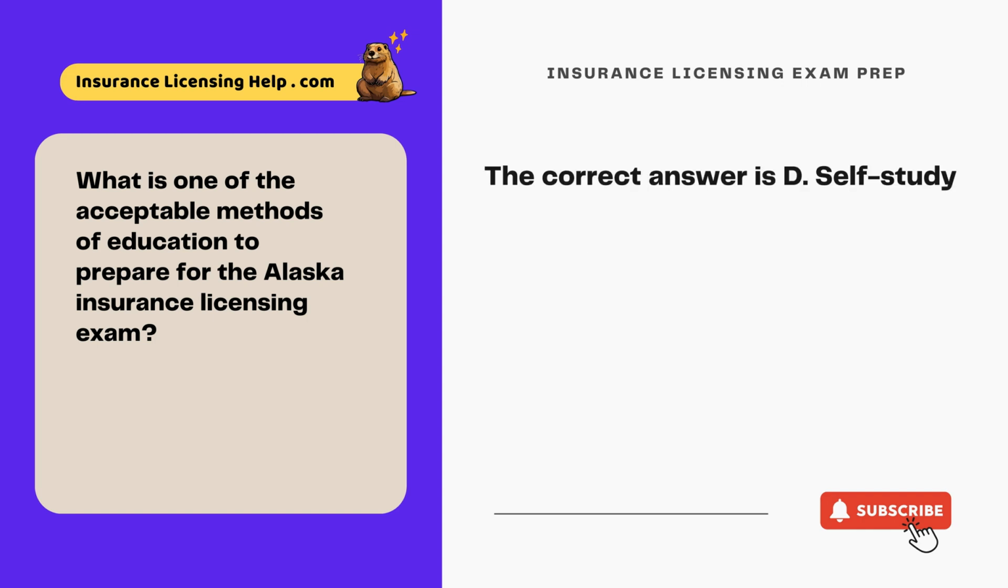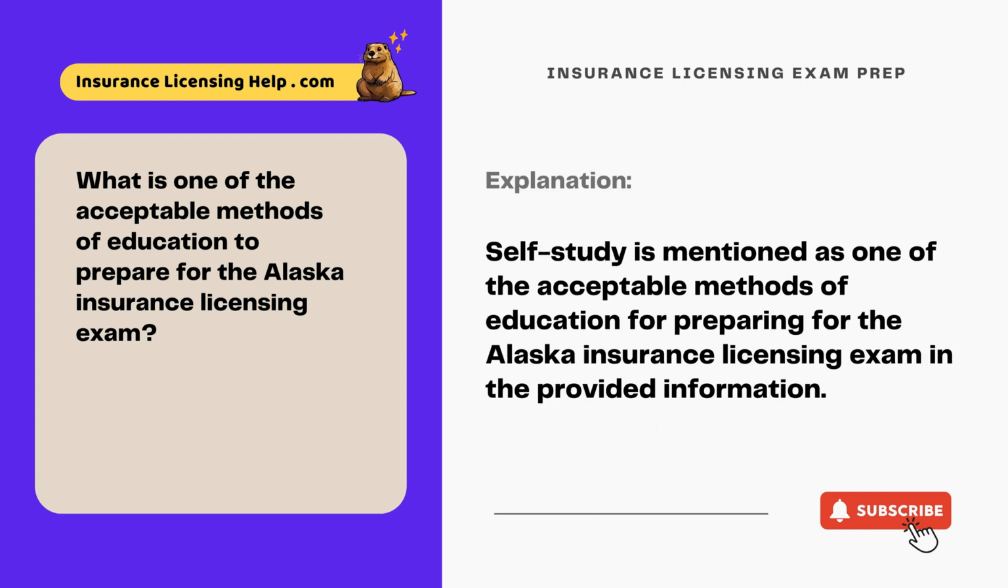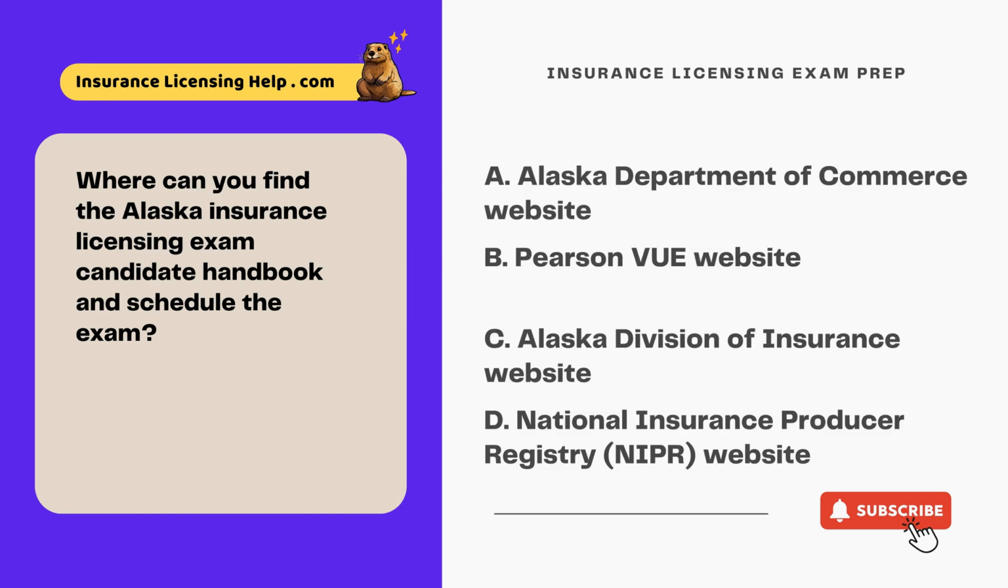The correct answer is D. Self-study. Self-study is mentioned as one of the acceptable methods of education for preparing for the Alaska Insurance Licensing Exam in the provided information. Where can you find the Alaska Insurance Licensing Exam Candidate Handbook and schedule the exam? A. Alaska Department of Commerce website. B. Pearson VUE website. C. Alaska Division of Insurance website. D. National Insurance Producer Registry, NIPR website.